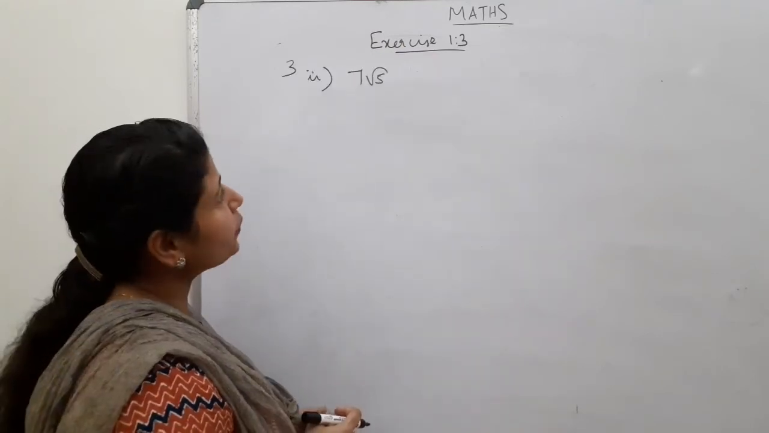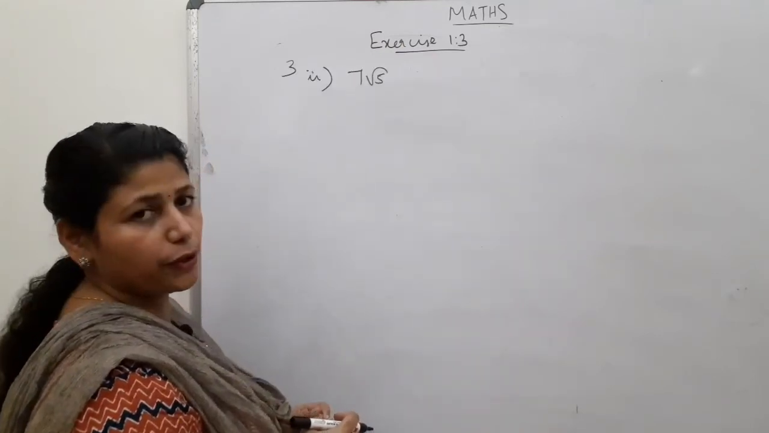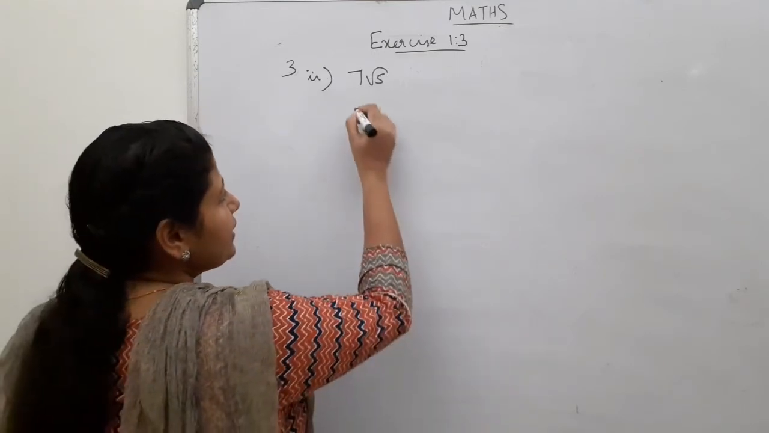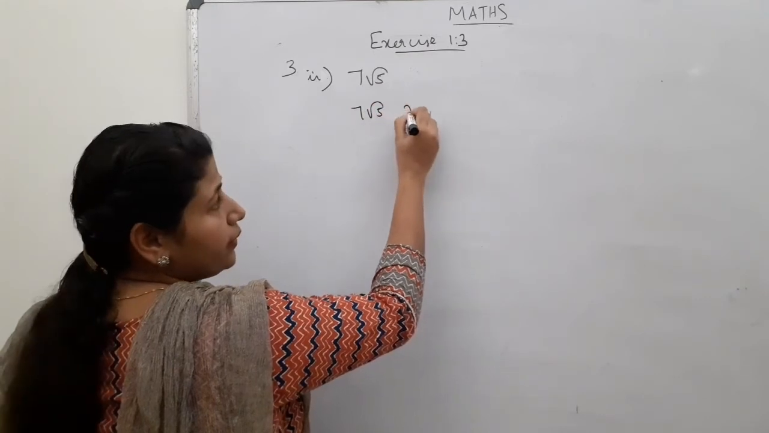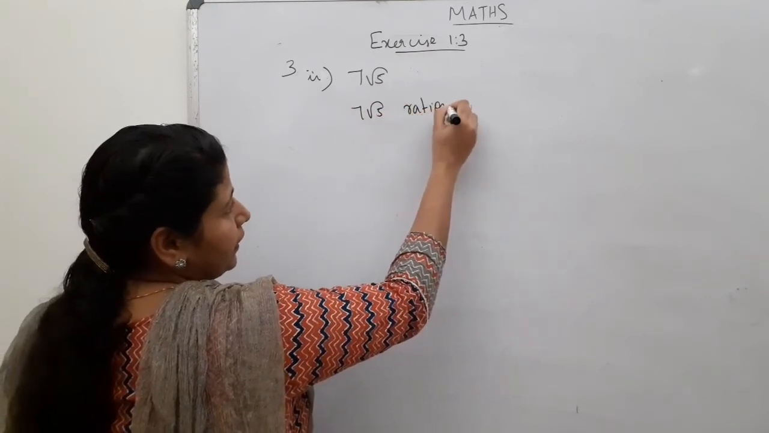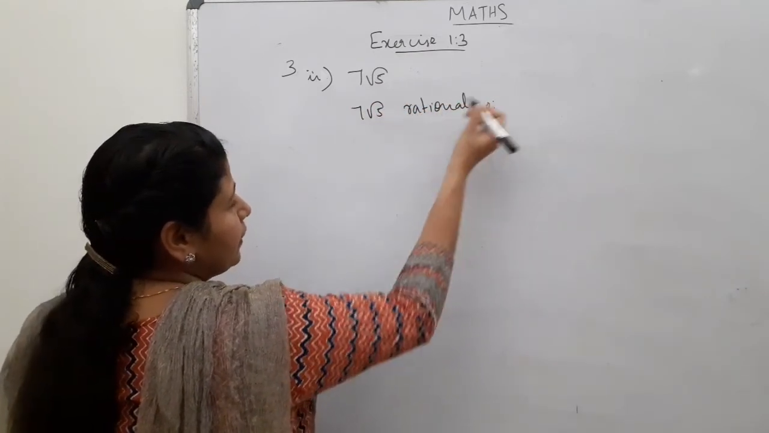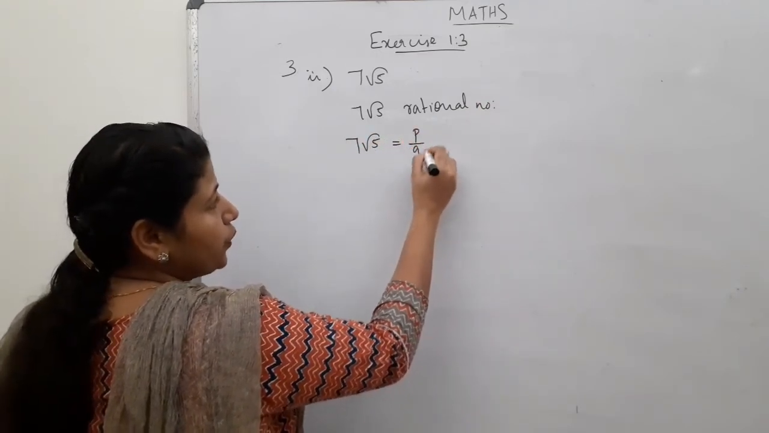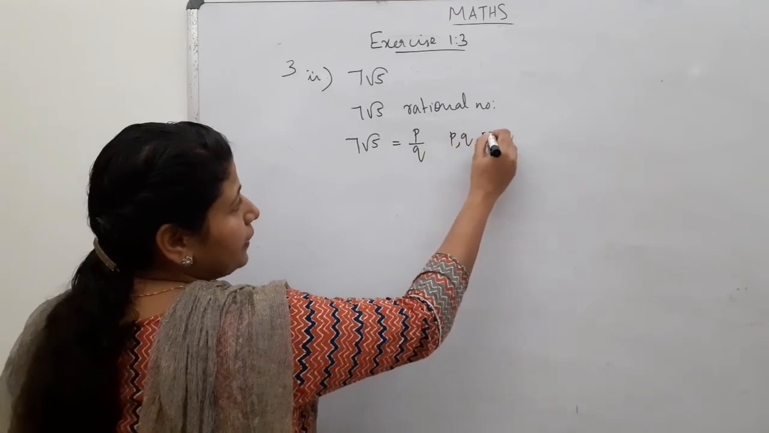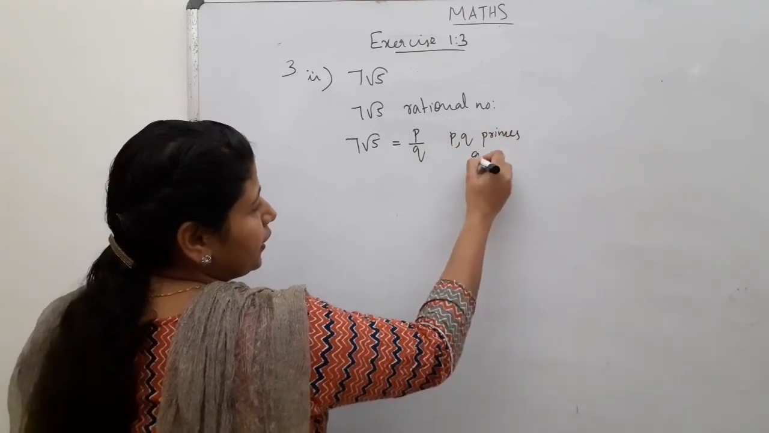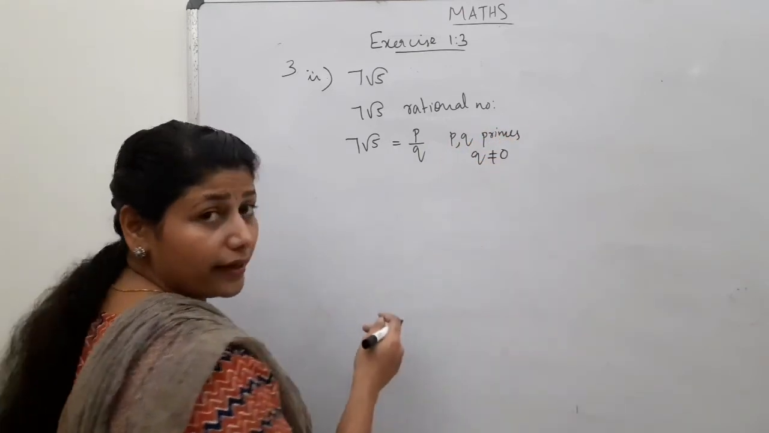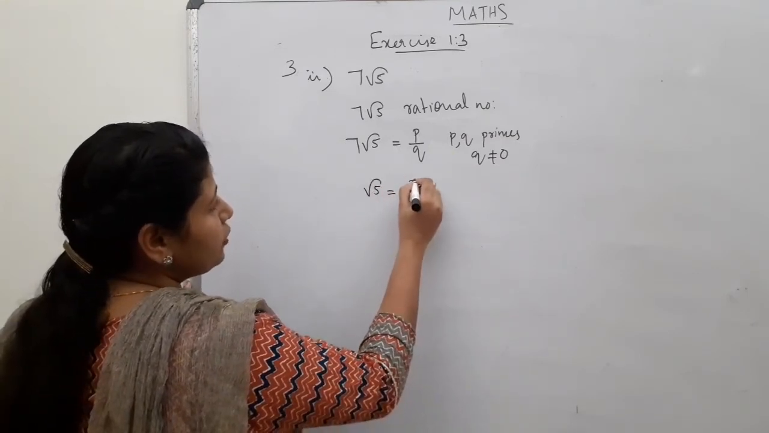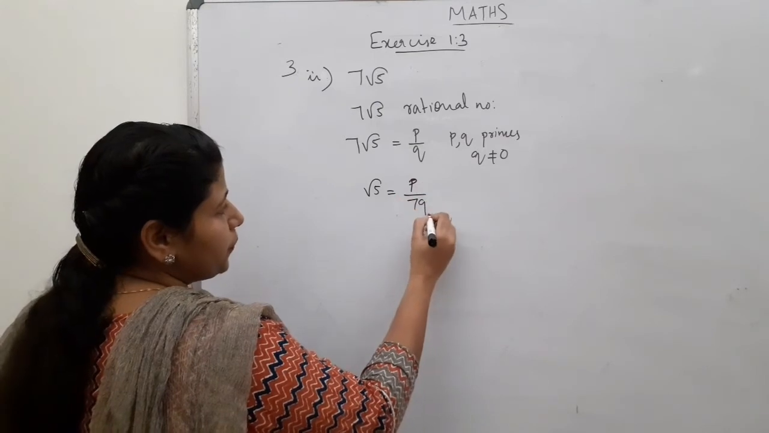Next question, 7 root 5 is an irrational number. We want to prove that 7 root 5 is an irrational number. So we are taking this 7 root 5 as a rational number. Then 7 root 5 can be written in the form P by Q, where P, Q are primes and Q is not equal to 0. P, Q all are rational numbers. So we can take the 7 to that side, then it will be P by 7Q.